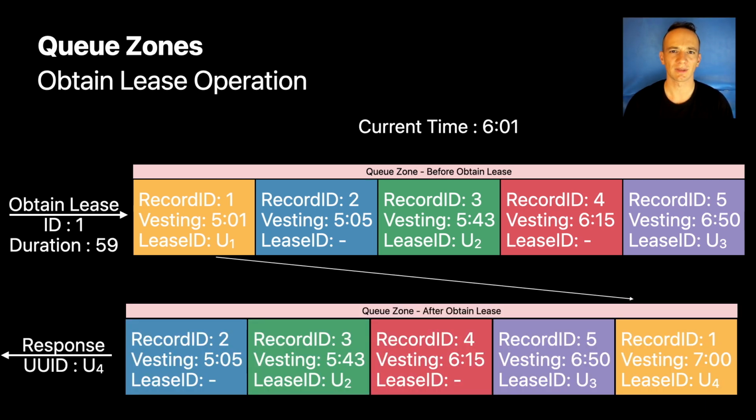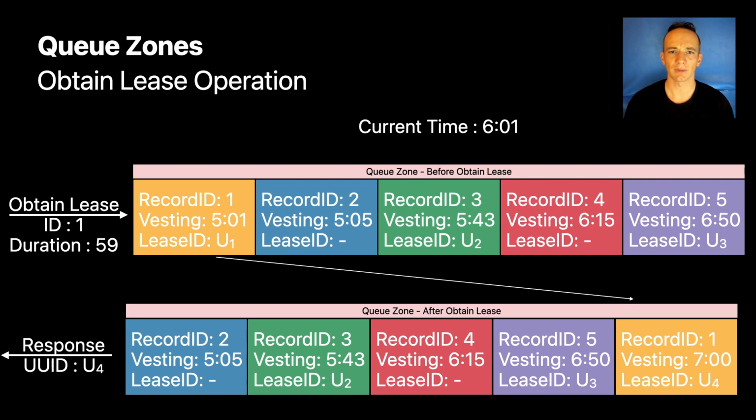Here is how it works. In this example, we have a client requesting to obtain a lease on record 1 for 59 minutes. We update the record's vesting time to 59 minutes from now, which means 7 o'clock, and we assign a random lease ID that is stored in the record and is also returned to the caller. Notice that record 1 is not removed from the queue.